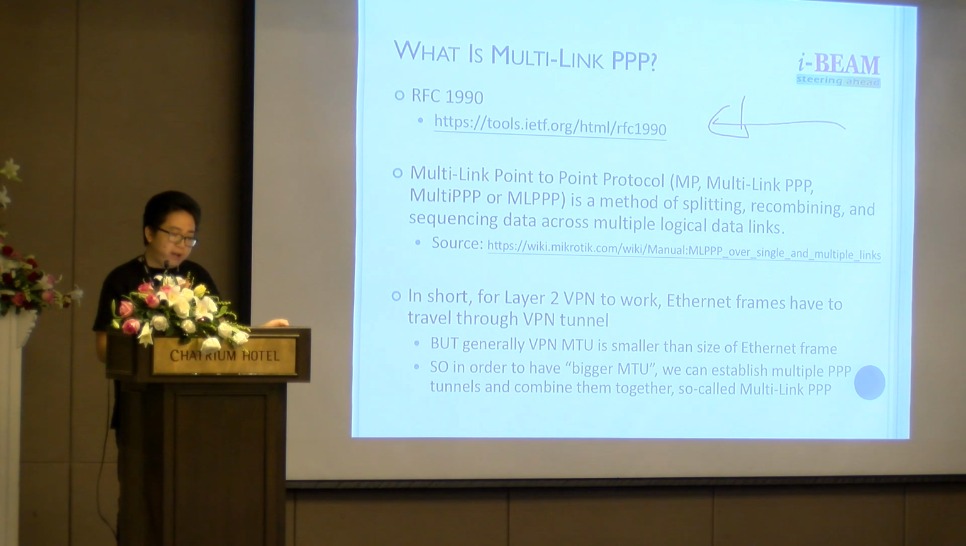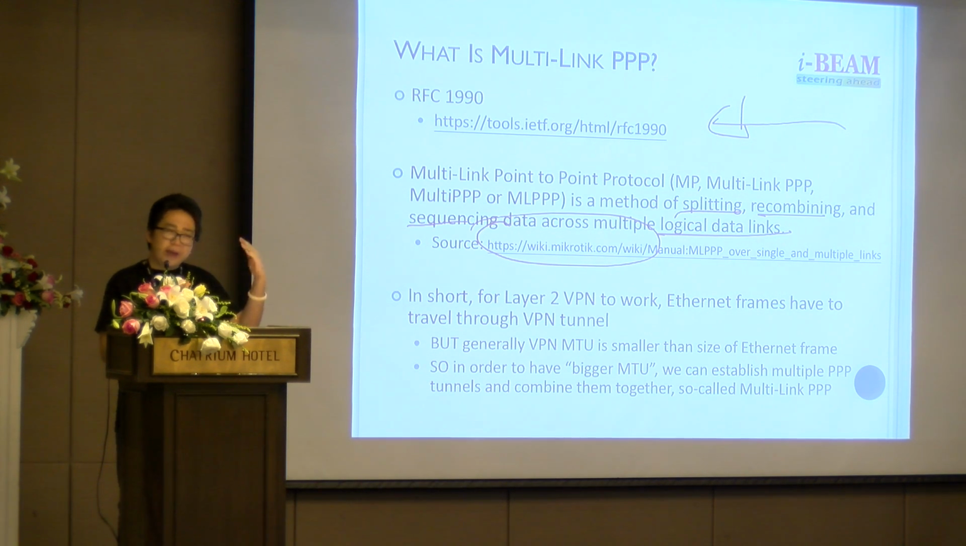Multi-link PPP is a method of splitting, recombining, and sequencing data across multiple logical data links. This is the explanation from wiki.mikrotik.com. It sounds like load balancing, right? You have multiple logical data links, and then you split it, you combine it, and then you resequence it. Yes, for me, I feel it is somehow similar to load balancing over multiple links.